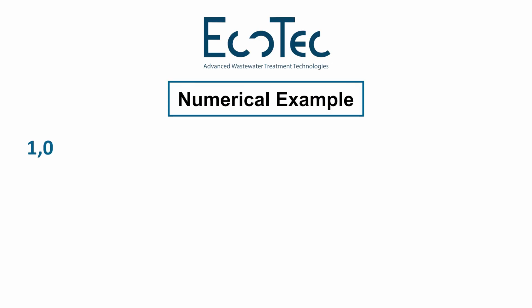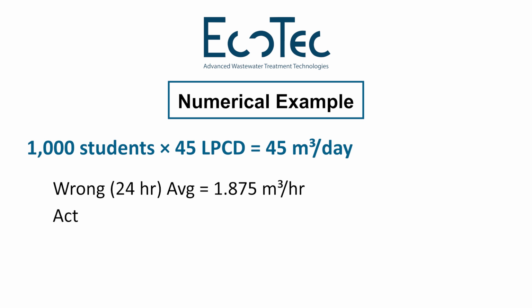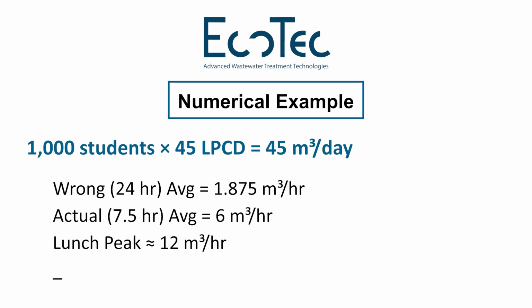Assuming a 1,000 student school, the per capita consumption of water is 45 liters, which adds up to 45 cubic meter per day. The school running time is 7.5 hours, and the lunch break is also there. So we are splitting this into peak flows.